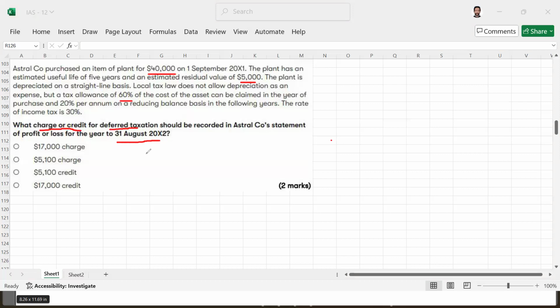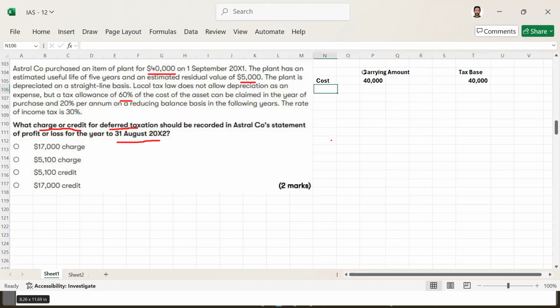So we will be calculating the carrying amount after 1 year and the tax base after 1 year. Whatever is the difference between the two is going to be the temporary difference, and we're going to charge the 30% rate on that. So let's see. We have the opening; let's say this is the carrying amount and this is the tax base. The cost of the asset is the same for both. It is 40,000.